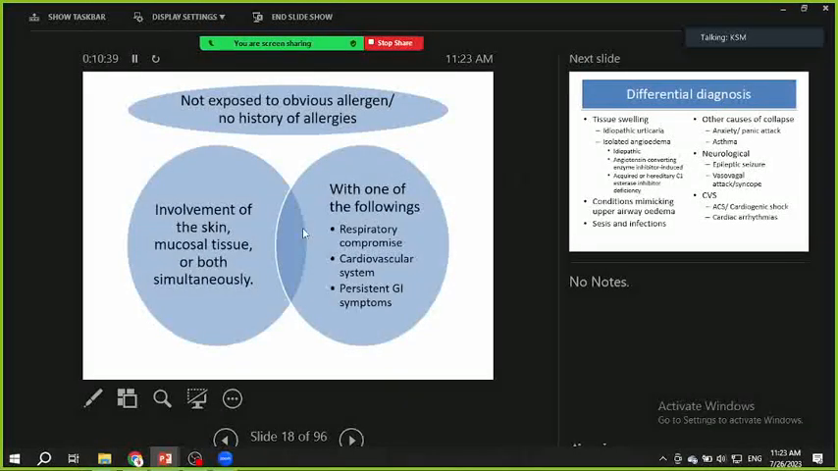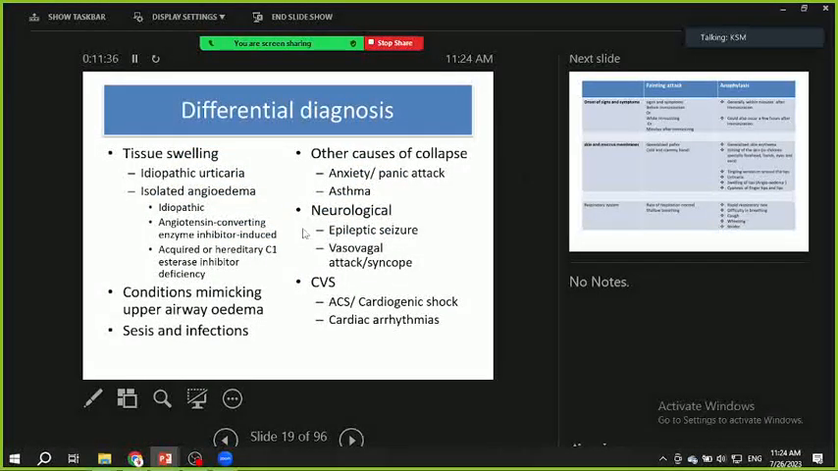Right? Then they are not exposed to an obvious allergen or have no history of allergies. So this patient doesn't give a history of allergies, and the patient doesn't give a history of exposure to any allergens recently. So involvement of the skin, mucosal tissue, or both is needed simultaneously with one of the following: respiratory, cardiovascular, or persistent GI symptoms. So the involvement of skin in this context is necessary. Why? There are anaphylaxis mimics. It could be a drug reaction. A drug reaction is different from an anaphylactic reaction. It could be toxins, or it could be cardiogenic shock, myocarditis. There are so many other differential diagnoses. So that is why they have specified that if you are not exposed to an obvious allergen or have no history of allergies, skin involvement is mandatory.